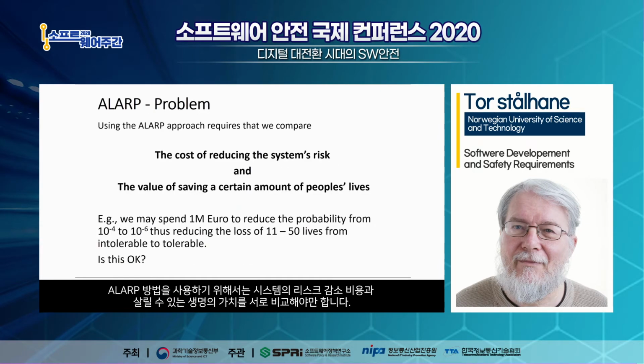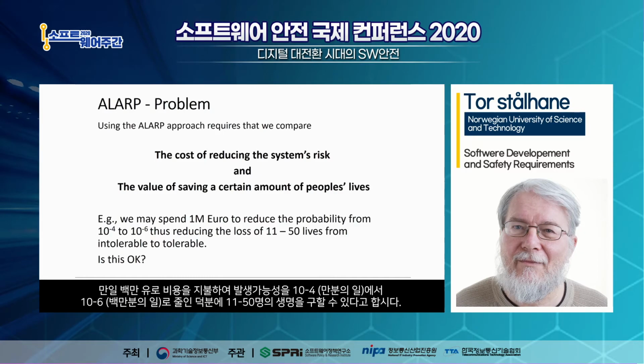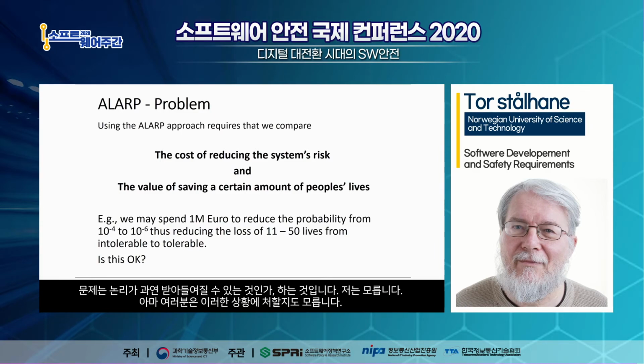Now, using our ALARP approach requires that we compare the cost of reducing the system risk and the value of saving a certain amount of people's lives. So we might argue that, okay, we can spend 1 million euro to reduce the probability from 10 to the minus 4 to 10 to the minus 6, and that will make the loss of 11 to 15 people okay. And the question is really, is this an okay way to talk about it? I don't know. I've never been in the situation.